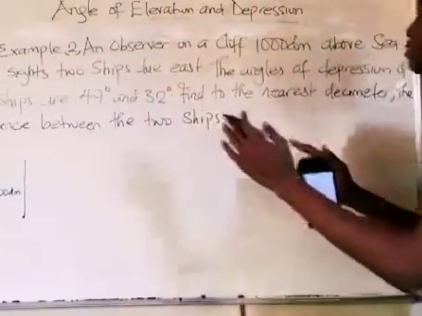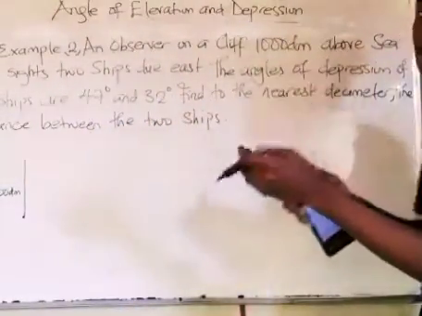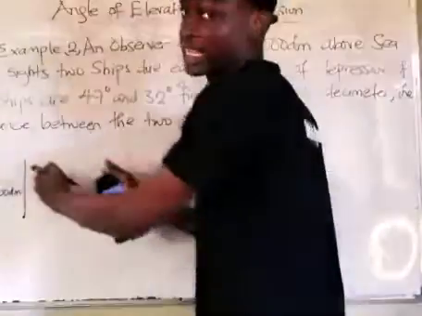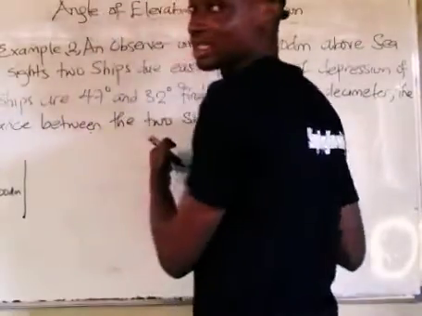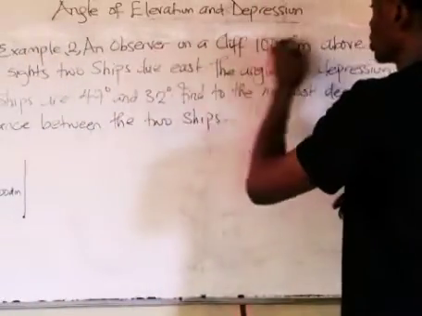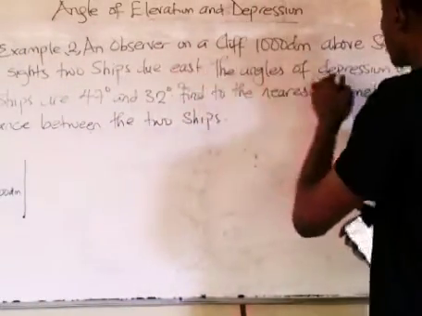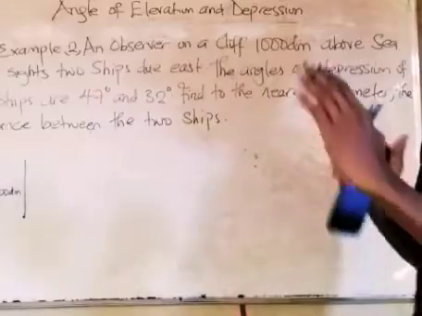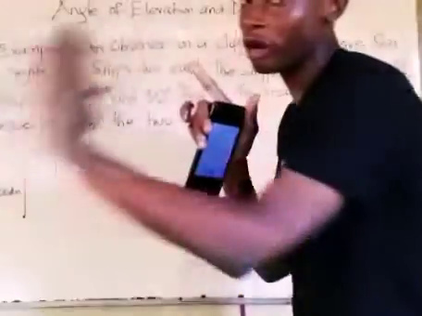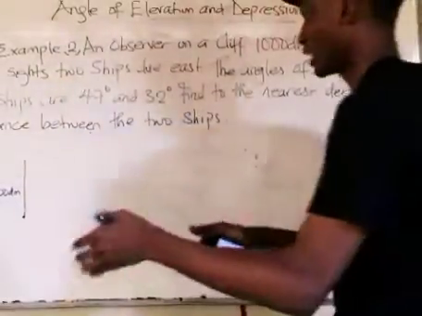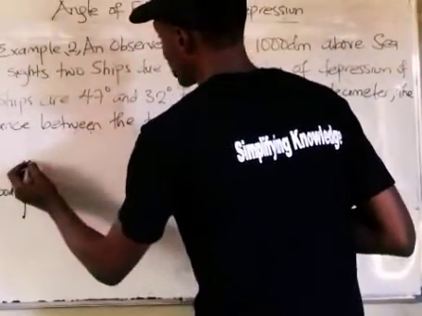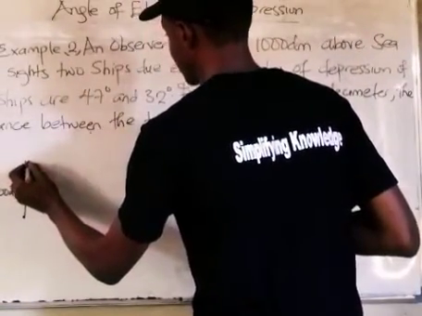And they say the man sights two ships that are due east. Now, from the cardinal point, this is east, right? This is north. This is south, rather. This is east. So, what happens? They say the angles of depression of the ships. So, the angle that is formed between the man's line of sight and the ships he can see from afar that are below him, they say it is 47 and 32 degrees.